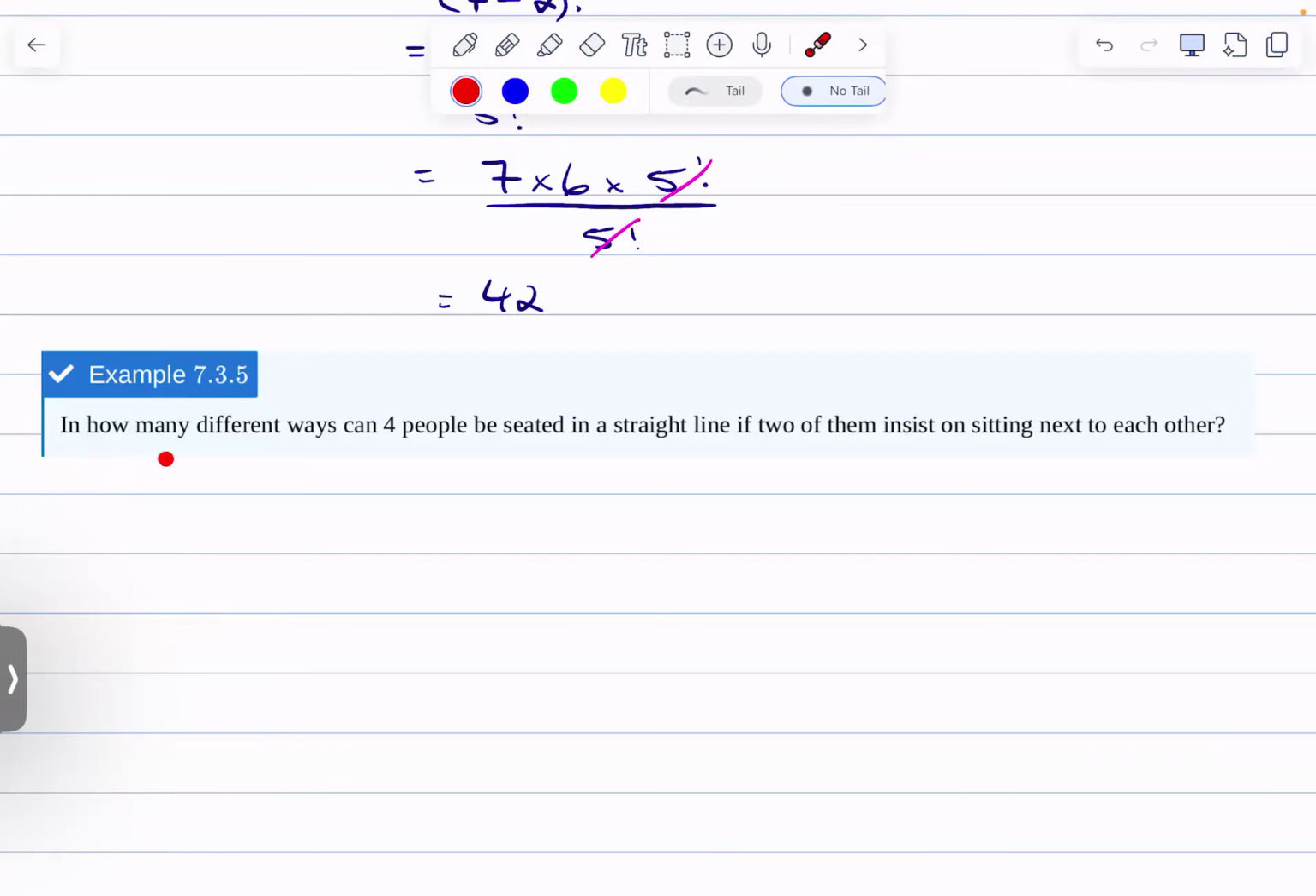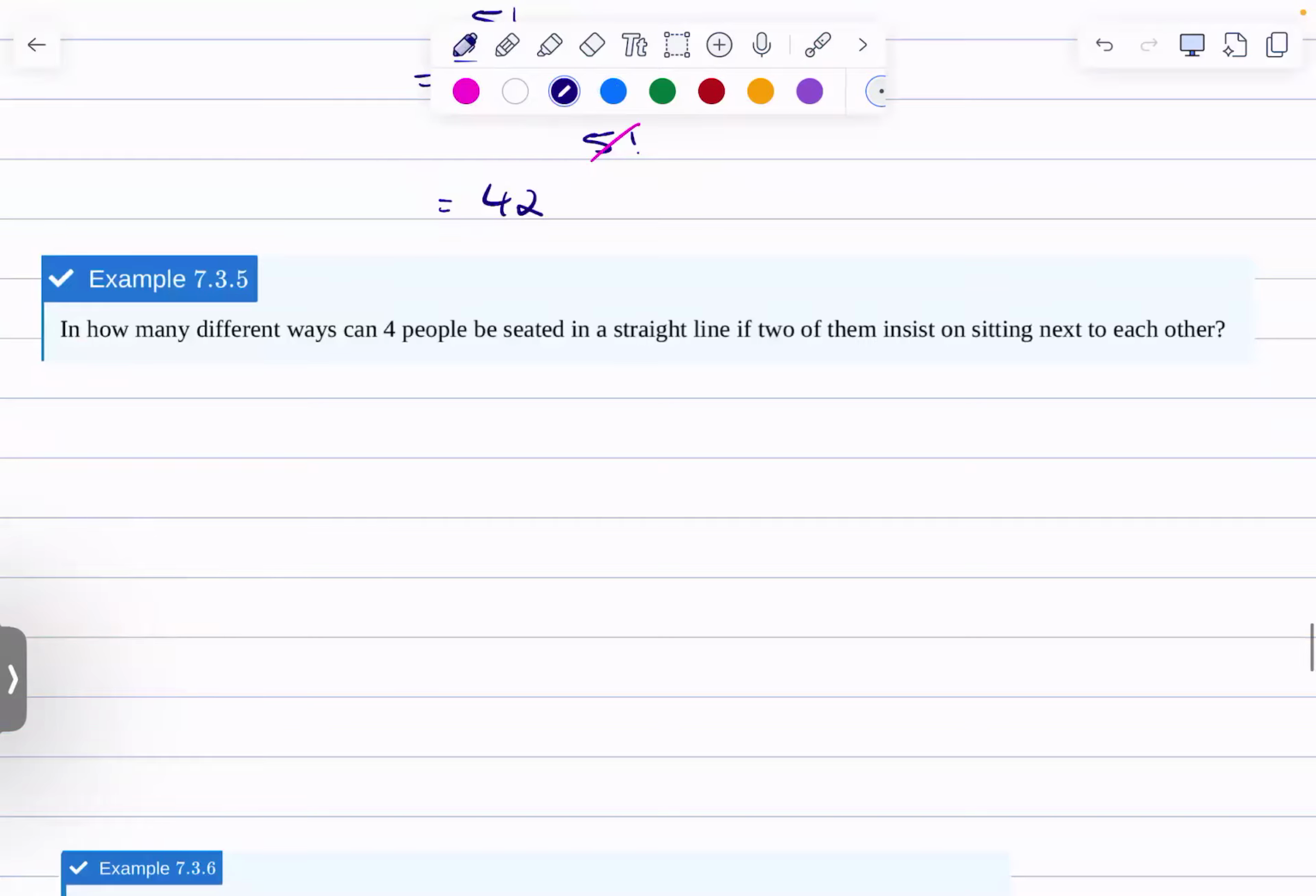In how many different ways can 4 people be seated in a straight line? And here's the kicker, if 2 of them insist on sitting next to each other. Okay, so these 2 are the troublemakers. No, they're the BFFs. They want to sit together. That's okay. Just for simplicity, let's call these A, B, C, and D. They're different people. Let's give them all different letters.